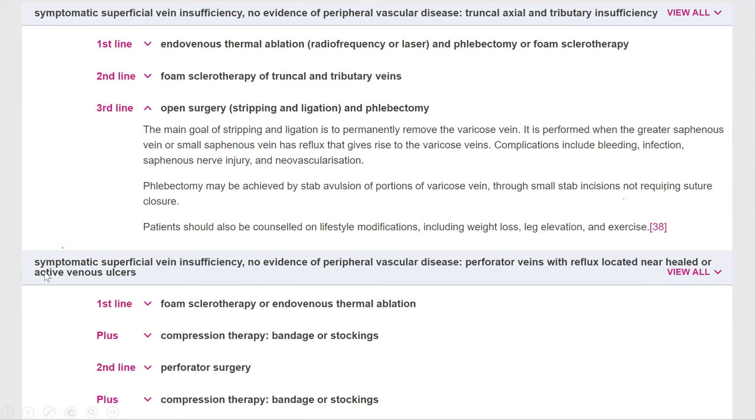If we have symptomatic superficial vein insufficiency, no evidence of peripheral vascular disease, and perforator veins with reflux located near healed or active venous ulcers, we will go for foam sclerotherapy or endovascular ablation, and we will do compression therapy, bandaging or stockings. Then we will do perforator surgery as a second line, and also add compression therapy.